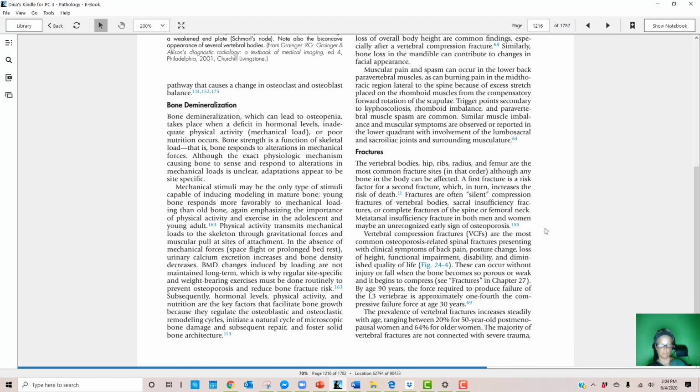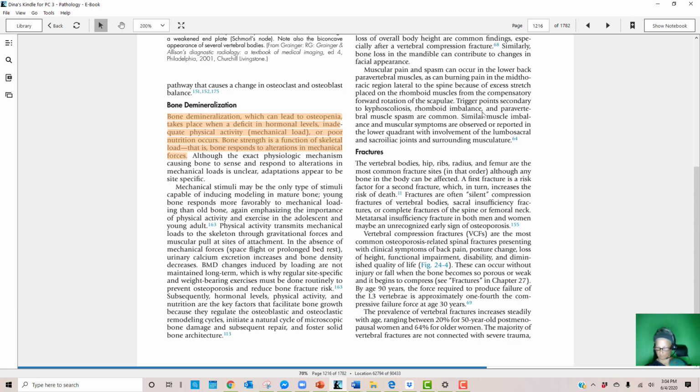Bone demineralization, which can lead to osteopenia, takes place when a deficit in hormone levels, inadequate physical activity, mechanical load, or poor nutrition occurs. Bone strength is a function of skeletal load, that is, bone responds to alterations in mechanical forces. Although the exact physiologic mechanism causing bone to sense and respond to alterations in mechanical loads is unclear, adaptations appear to be site-specific. Mechanical stimuli may be the only type of stimuli capable of inducing modeling in mature bone.